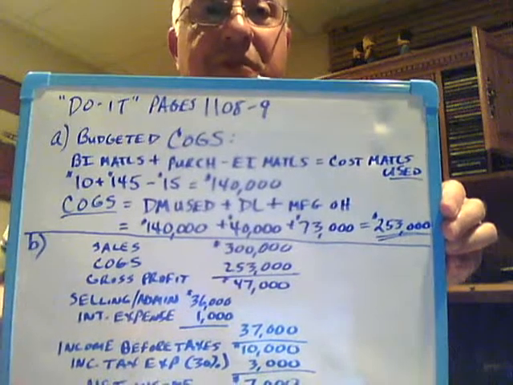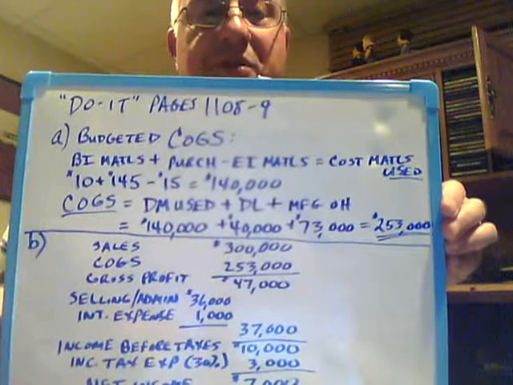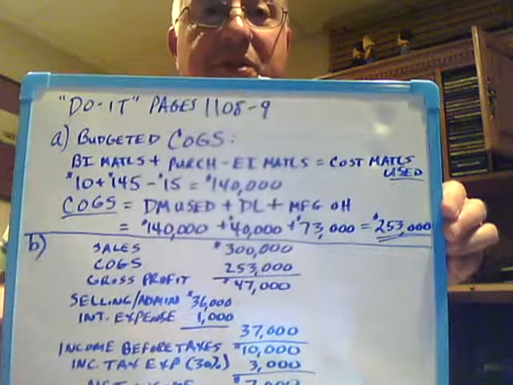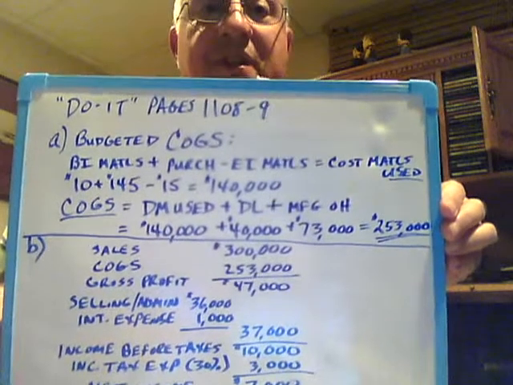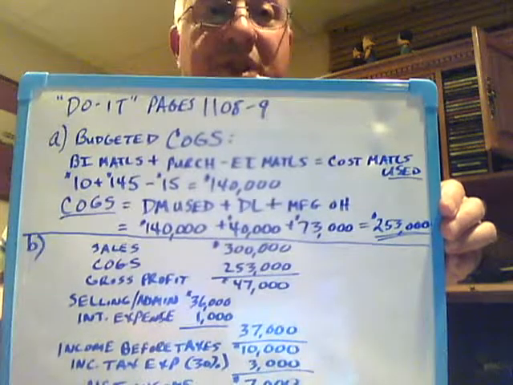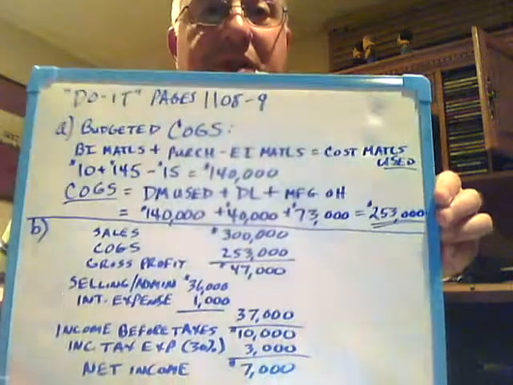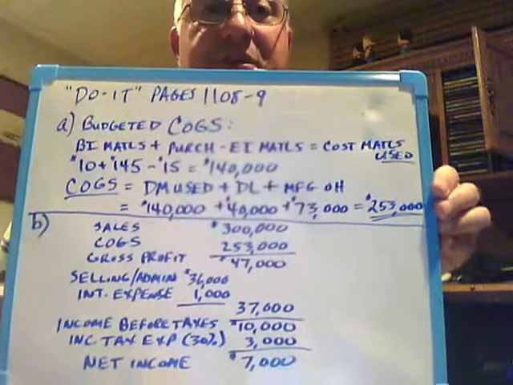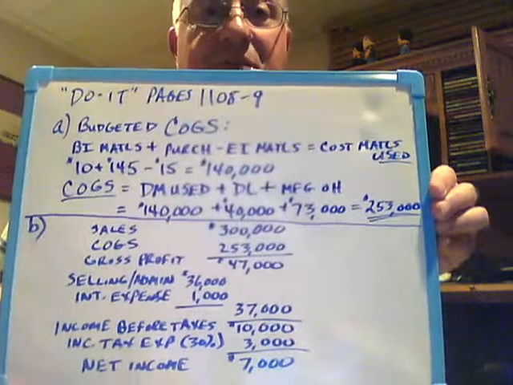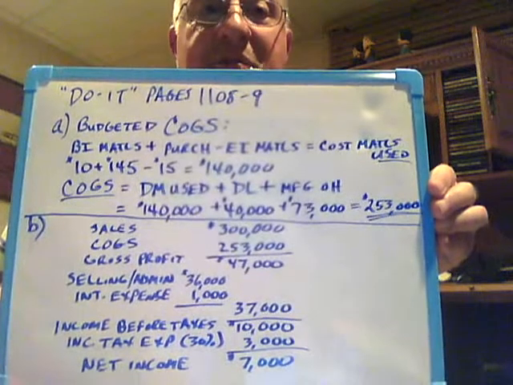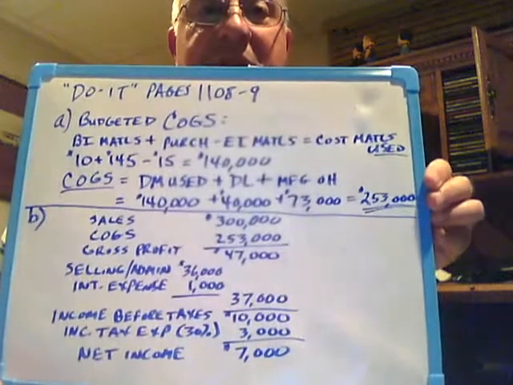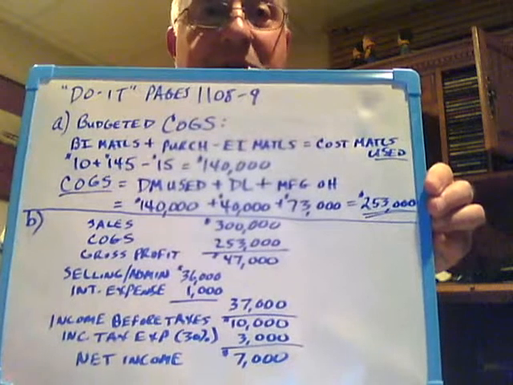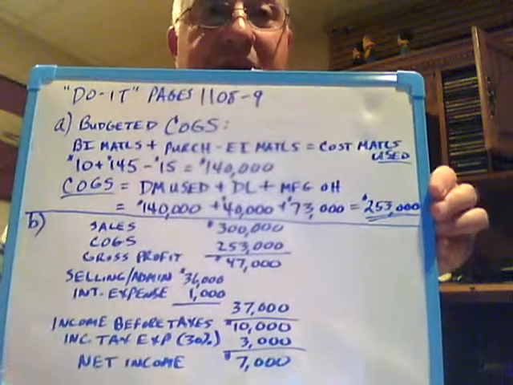Then we subtract the selling and administrative expenses of $36,000, the interest expense of $1,000. These were all given to us, and so that's $37,000. We subtract that from the gross profit, and we get income before taxes of $10,000. And our income tax rate was given as 30%. So we subtract 30% of 10, which is $3,000, to get a net income of $7,000. So hopefully everyone follows that part.